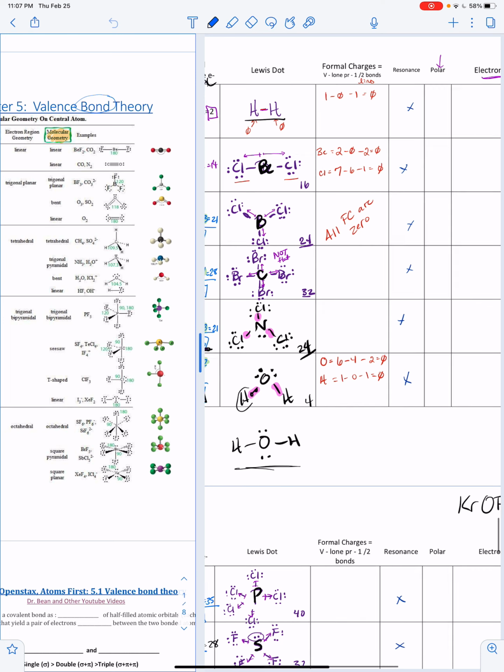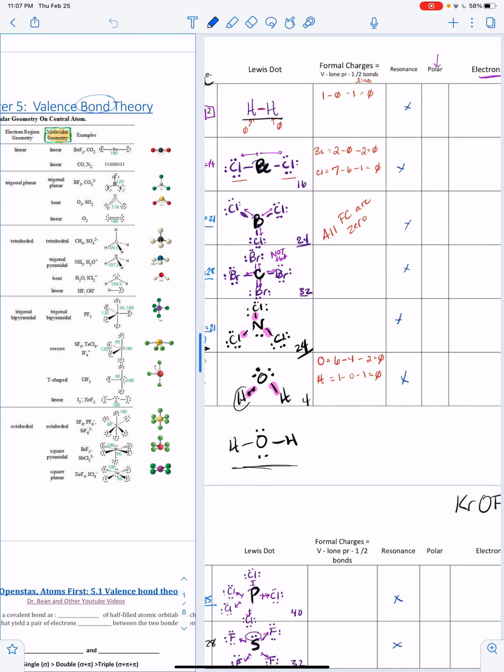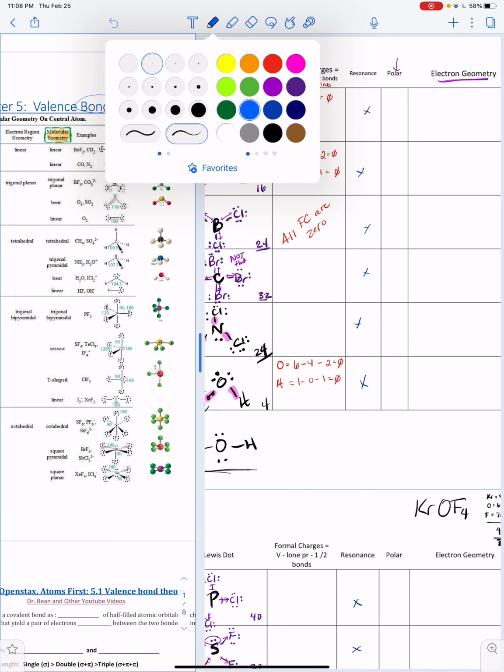This molecule, we have one bond, and these are kind of easy. You don't have to use this chart for this one, because if you only have 2 points and there's a line between them, it's going to be a line. Like, you don't get any other shapes. It's just linear.